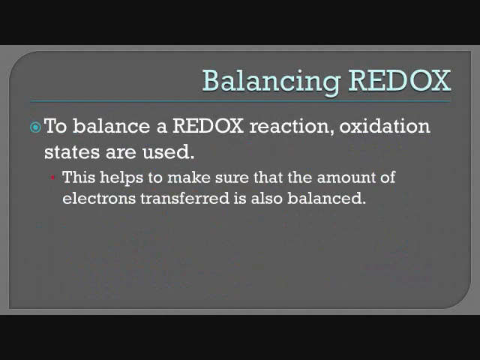To balance a redox reaction, oxidation states are used. You want to make sure that the number of electrons transferred is also balanced. It's the same as balancing the equation, but you just want to make sure that the electrons are also considered when balancing.